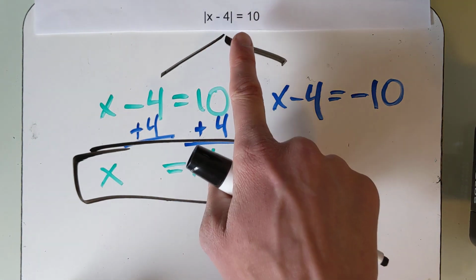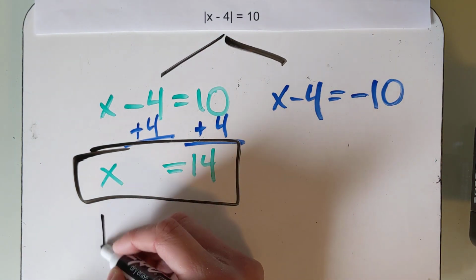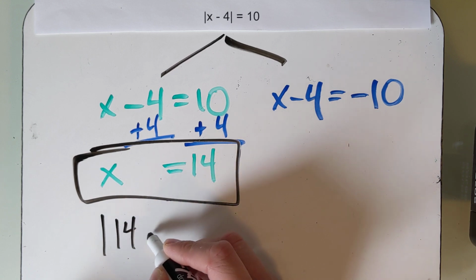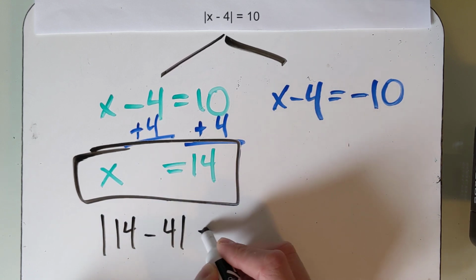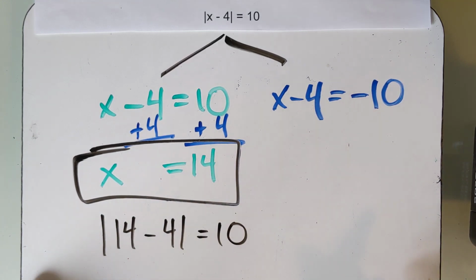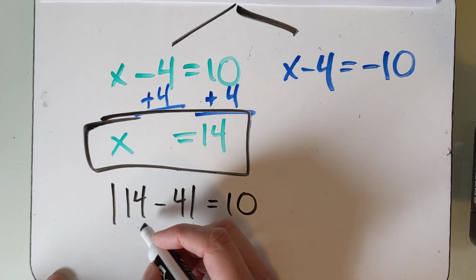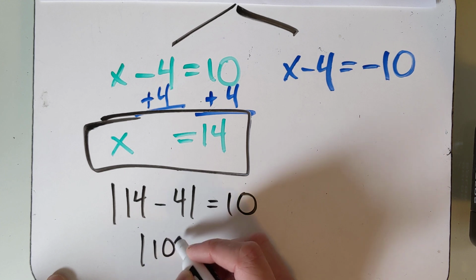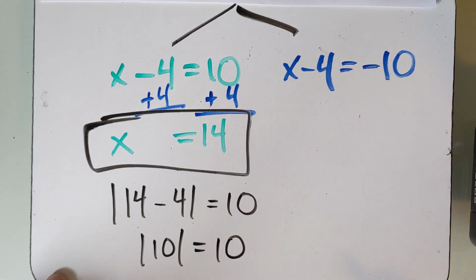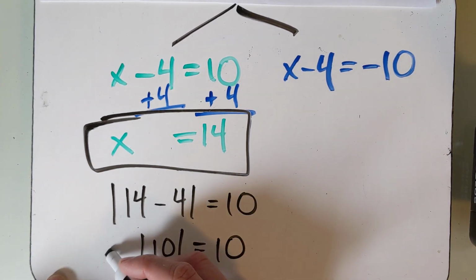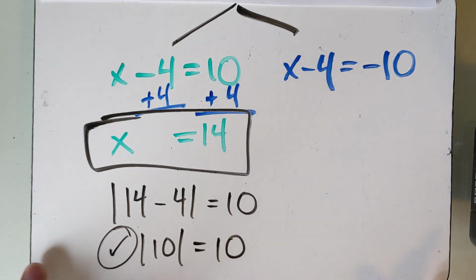If we put a 14 inside this equation, so we would have the absolute value of 14 minus 4 is equal to 10. Is that true? Is that correct? Well, 14 minus 4 would give us 10, right? So we would have the absolute value of 10 is equal to 10. So that makes sense, right? That makes sense. So we're good with that one.